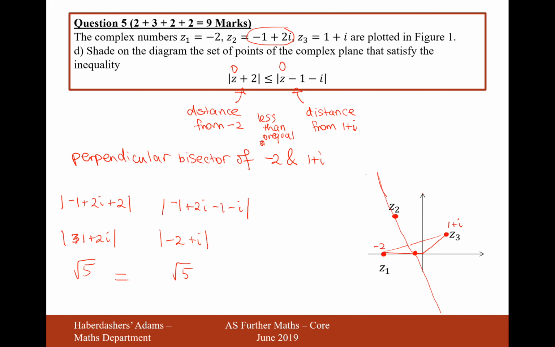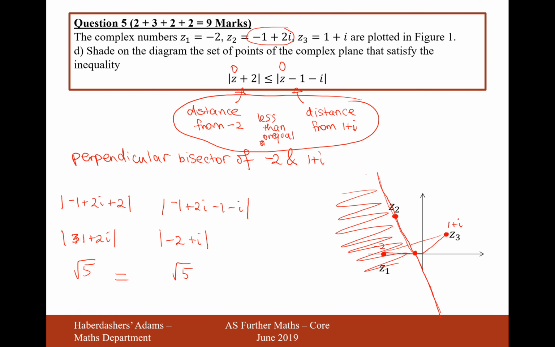So here we are, that's the line of the perpendicular bisector, but now we want the shaded region. So the shaded region, now let's have a look at this statement here. The distance from -2 is going to be less than or equal to the distance from 1 plus i, so that's this side here. On this side here, all the coordinates to the distance to -2 is going to be less than the distance to 1 plus i. Take this coordinate here, for example. The distance to -2 is far less than the distance to 1 plus i, so therefore it's all these coordinates on the left-hand side there.